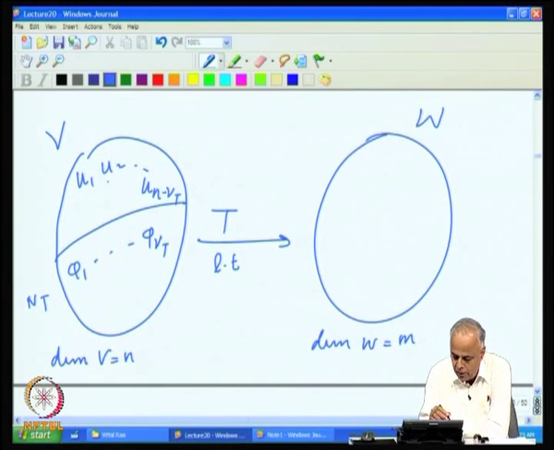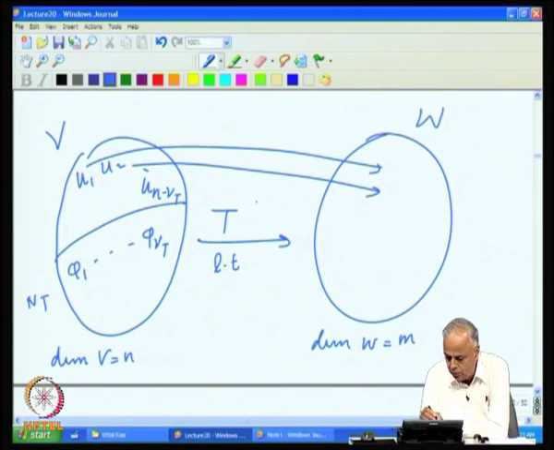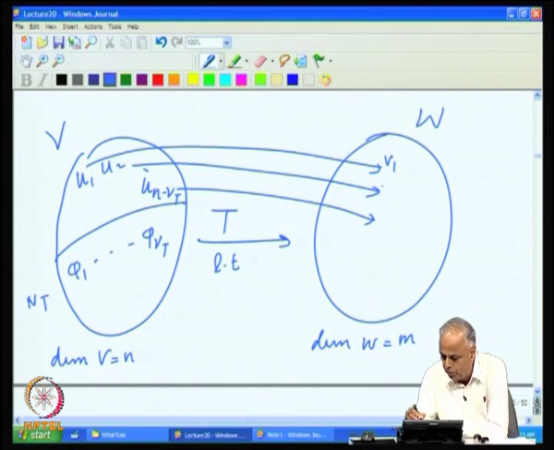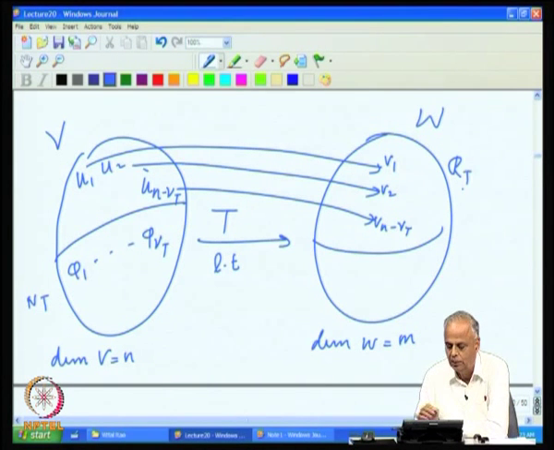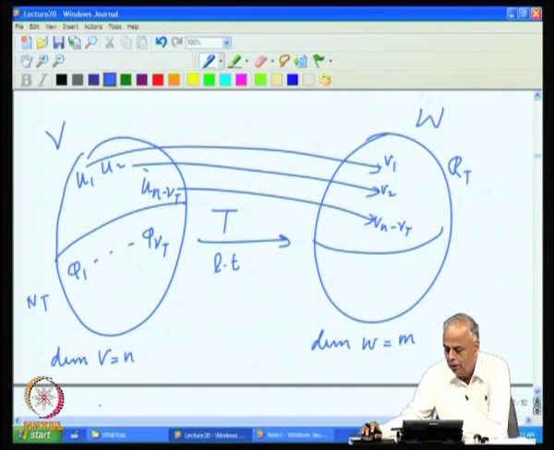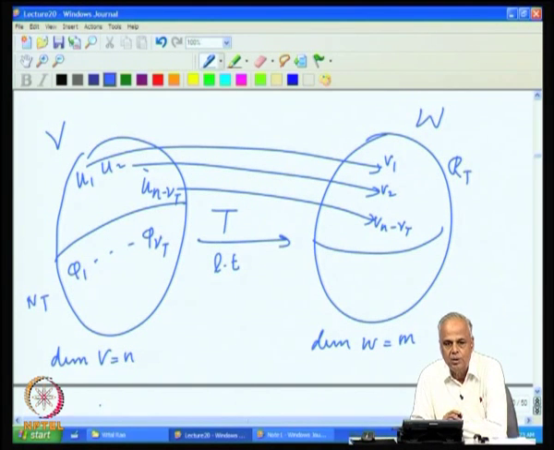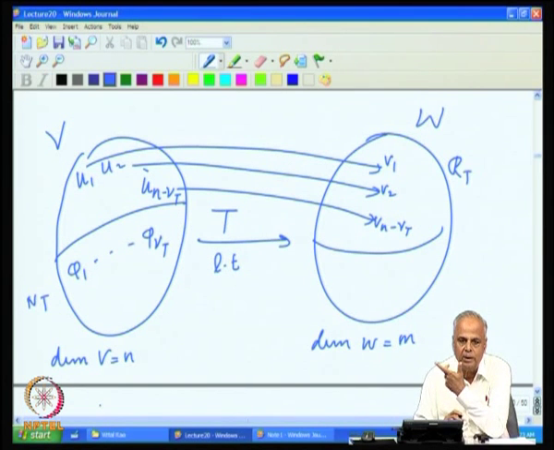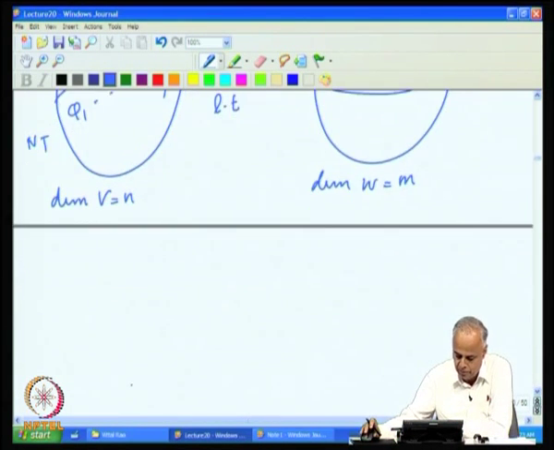Then look at only the images of this u1, u2, ..., u(n minus nu T). They give you v1, v2, ..., v(n minus nu T), they are all in the range of T and they form a basis for the range of T. Now, what do we get from this? The v1, v2, ..., v(n minus nu T) is a basis for the range of T. Therefore, the number of vectors in the basis must be the dimension. There are exactly n minus nu T vectors in the basis. Therefore, the dimension of the range of T must be n minus nu T.